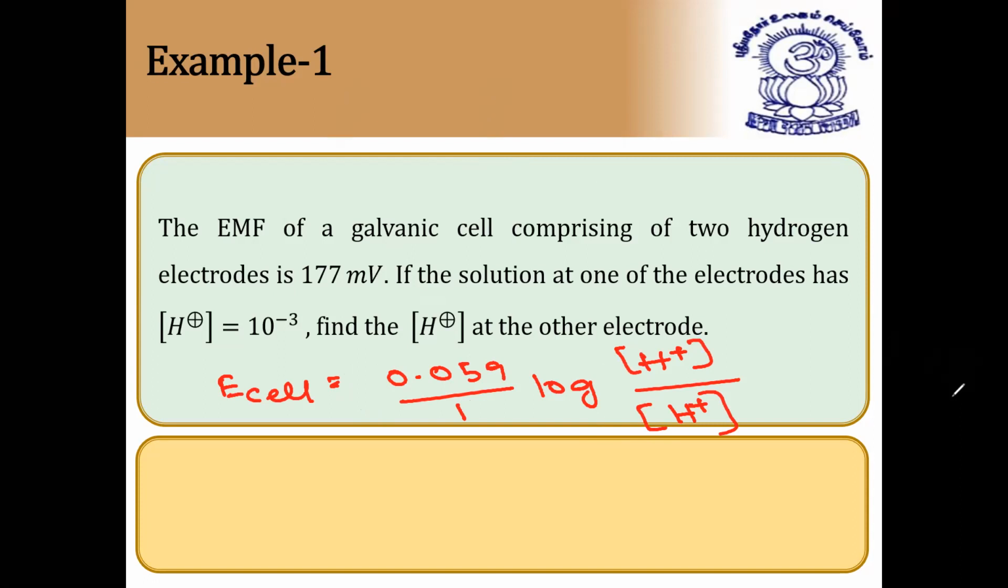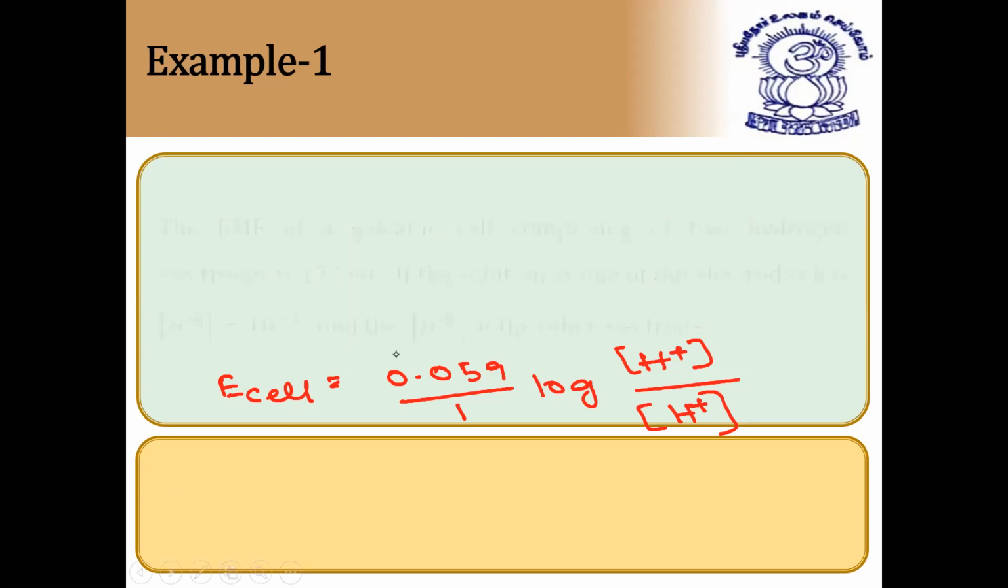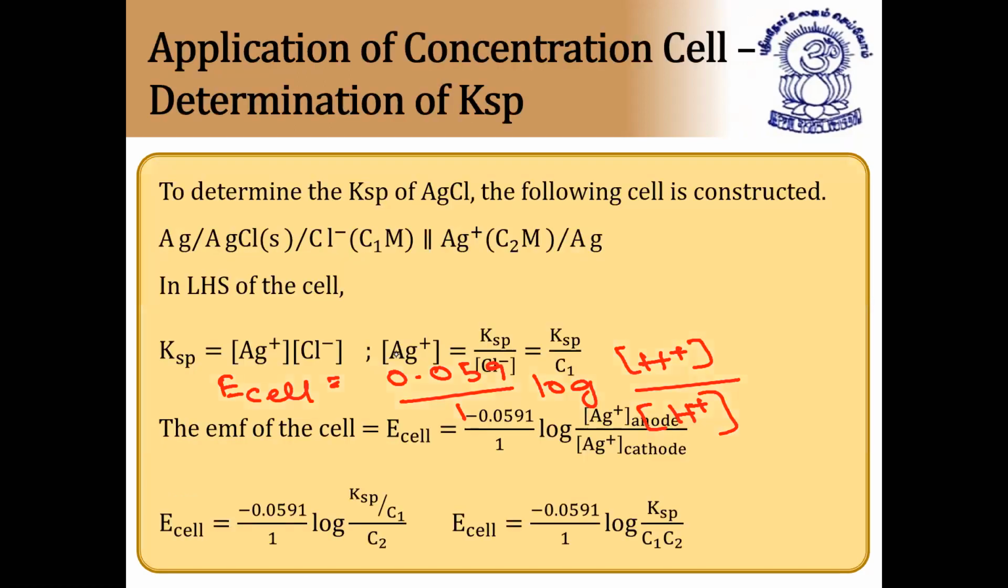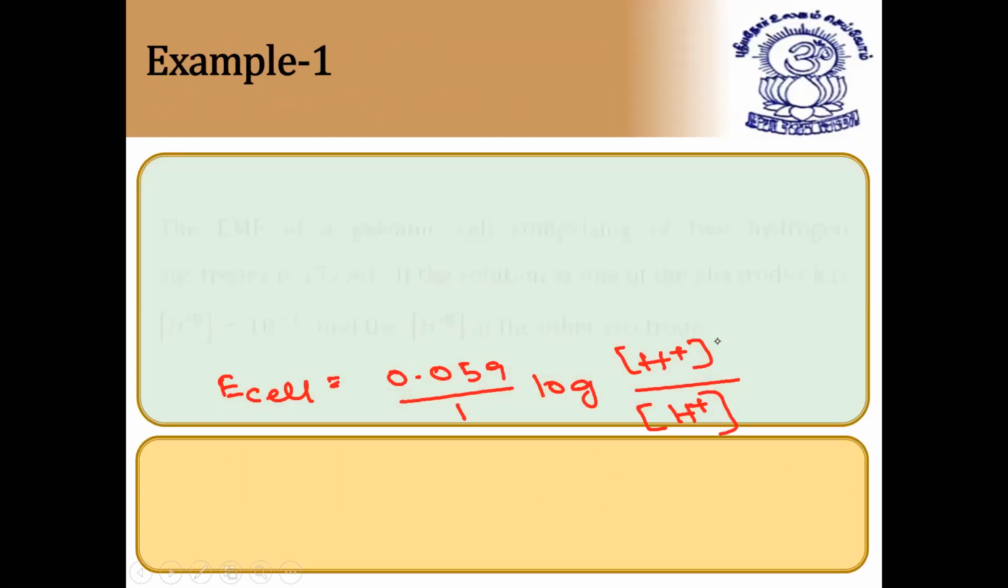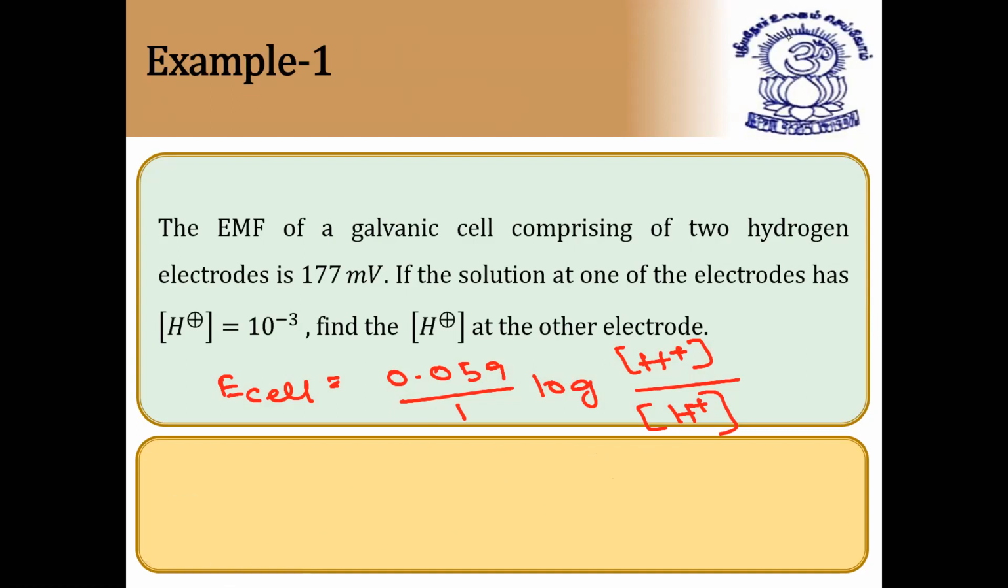So here one of the electrodes is the same. If you take the previous slide again, I'm just showing that formula. You can see here Ag plus of anode by Ag plus of cathode. Same way here, H plus of anode by H plus of cathode. In this question, everything is given except this H plus of anode.